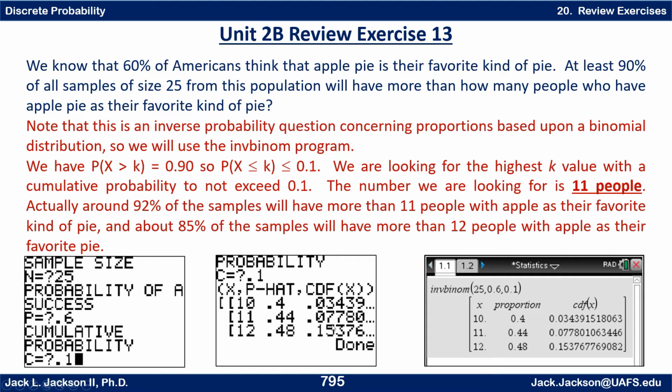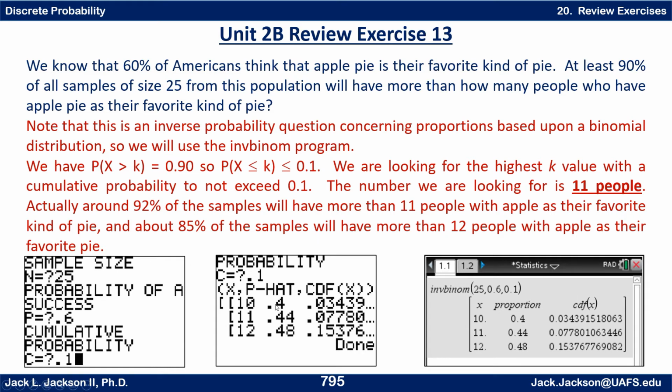So actually it turns out that if you do 1 minus the 0.07788, about 92% of the samples will have more than 11 people. Well, no, I'm sorry. More than 11, right? So 11 or less is about 0.08, and so then more than 11 would be about 92%. But if we went down to 10, it'd be too big. It'd be 0.97. And if we go up to 12, it would be too small, 0.85.